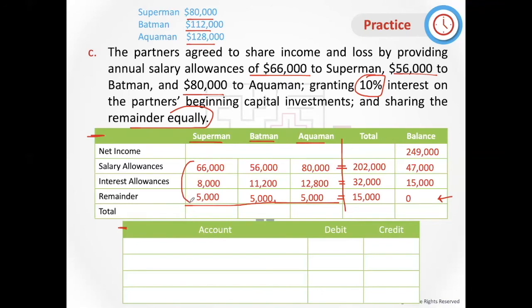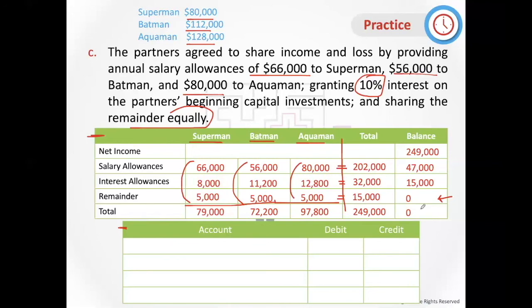66,000 plus 8,000 plus 5,000 would be 79,000. Then we would do the same thing for Batman. It would be 72,200. And finally, for Aquaman, it would be 97,800. This chart really just helps us figure out how we're splitting it up amongst the three partners. The total is 249, which is what we want to give out. We always want to give out the full balance. The final balance is now 0 because we did give it all out.